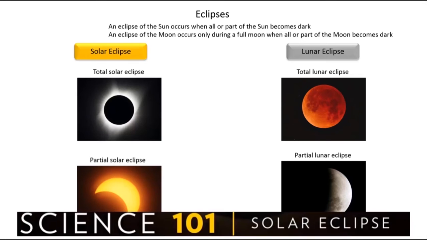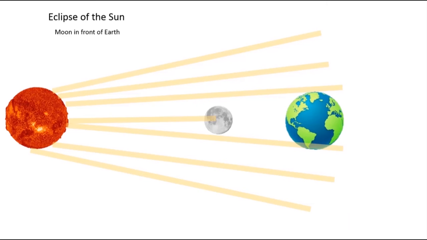Eclipses from our point of view on Earth occur when the alignment between Sun, Moon, and Earth is just right. Here is what I mean for a solar eclipse when the moon is in front of the Earth. Just as we say that new technology eclipses older technology, we can say that in a solar eclipse, our moon is eclipsing the sun. We can also say that the sun is being eclipsed by the moon because the moon is blocking the sun, partially or fully.